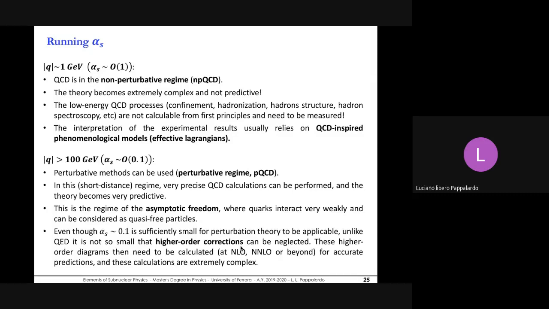In QED, you have already a precision of 1% if you just consider the zero order level processes, okay? And you need to take into account, let's say, the second, third order process to have a very precise prediction. Here, you cannot neglect the higher order, okay, because they're not so small. There are higher order diagrams that need to be calculated at next leading order, next to next leading order, and so on and beyond, in order to have accurate predictions. And these calculations clearly are extremely complex.